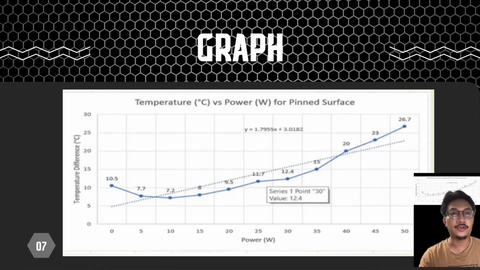Both pin and fin surfaces show an increase in temperature difference across probe positions, with the fin surface exhibiting higher overall difference. For the pin surface, there is a strong, nearly linear correlation between applied power and the resulting temperature difference. These findings are crucial for understanding the thermal behavior of these surfaces and optimizing their design for heat dissipation or retention depending on the application.